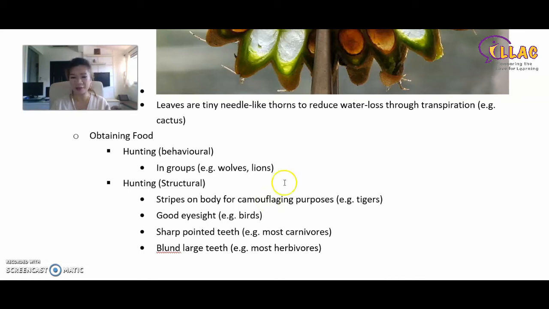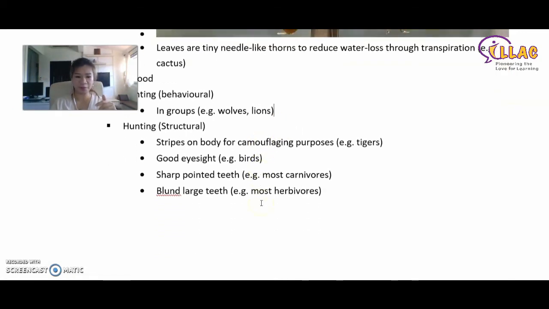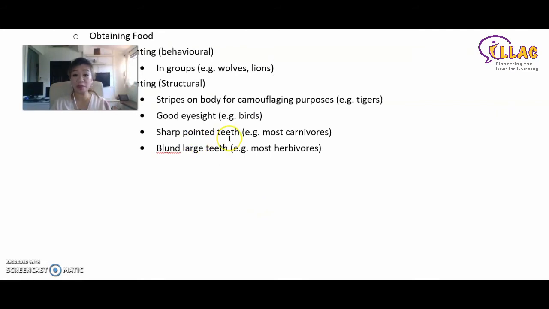For example, tigers. They must also have good eyesight, like the birds, for example the owls. Big eyes can sense a lot of light so that they can see the rat from far, far away. Or even sharp eyes, like the eagle. When they are flying high up in the sky, they can see, oh, there's a little rat running far off, and they can just zoom down and capture the rat. So good eyesight. They can also have sharp-pointed teeth.